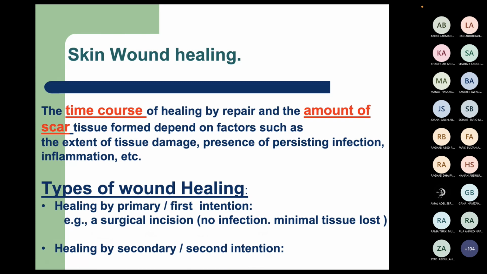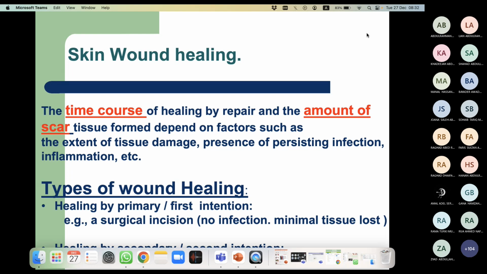What happens in the first 24 hours? What happens in 1 week? What happens in 1 month? This is called the time course, or what you call on Facebook and so on, the timeline. The word is also used in our lecture. So to understand the time course of healing and the amount of scar: in some conditions there's very little scar, in some conditions there's a lot of scar. We have to understand there are many factors involved.